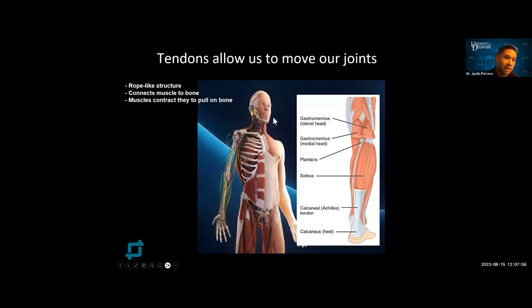Now, as an introduction to tendons, they are rope-like structures consisting of collagen, namely type 1 collagen, and they connect muscle to bone. So as the muscles contract, they pull on the bone to create movement. What you see here is a leg, and here you have your calf muscle or soleus muscle and gastrocnemius. This attaches to the calcaneus through the Achilles tendon, which is the largest tendon in the body.